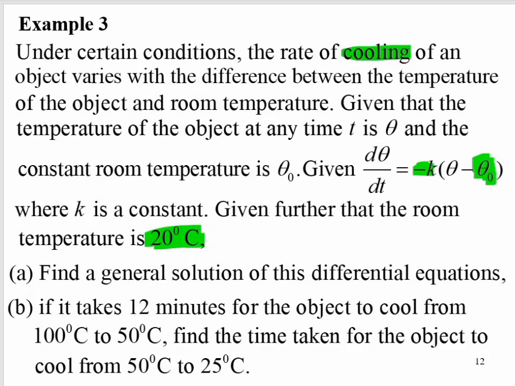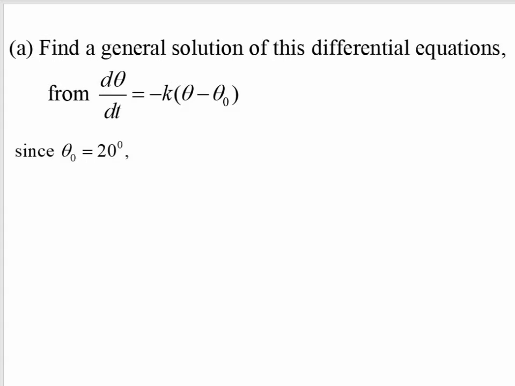And then for B, if it takes 12 minutes for the object to cool from 100 degrees Celsius to 50 degrees Celsius, find the time taken for the object to cool from 50 degrees Celsius to 25 degrees Celsius. So let's find the general solution first. So this is the model. Since theta naught is 20 degrees Celsius, we have d theta dt equals negative k (theta minus 20).